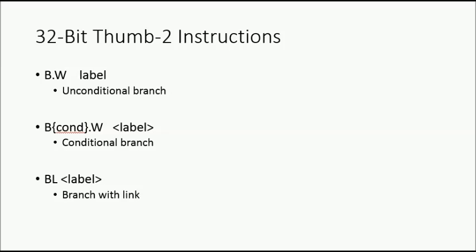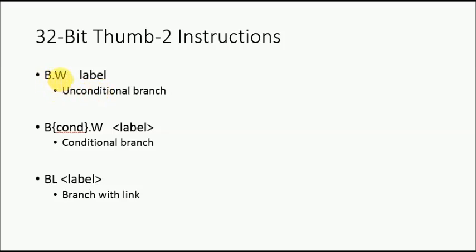Next are the branching instructions. B.W label, it is an unconditional branch. Now this instruction is a Thumb-2 instruction, that is a 32-bit instruction. In Thumb instruction we use B label, and in 32-bit Thumb-2 instruction we have to use B.W.